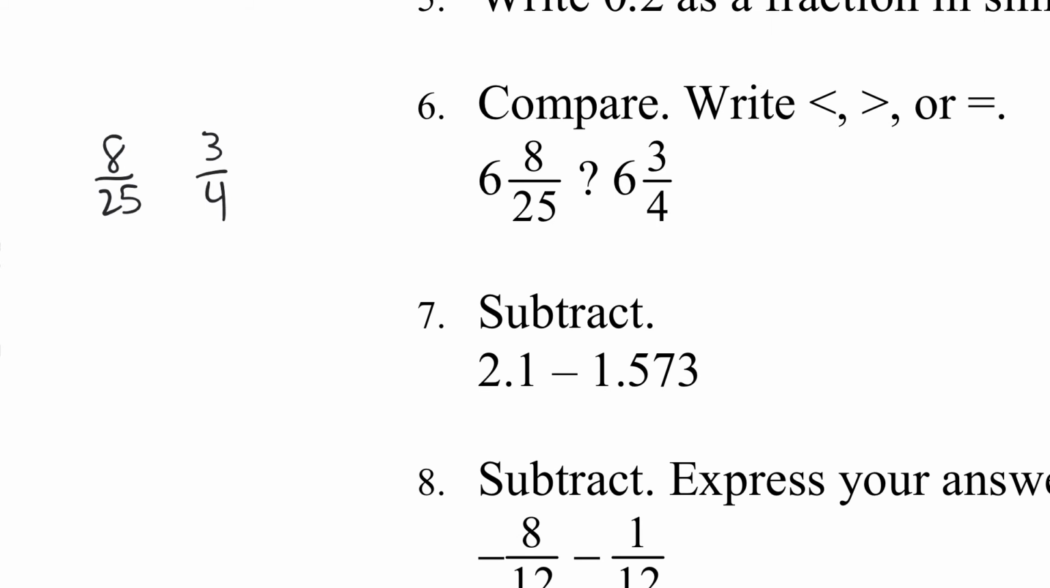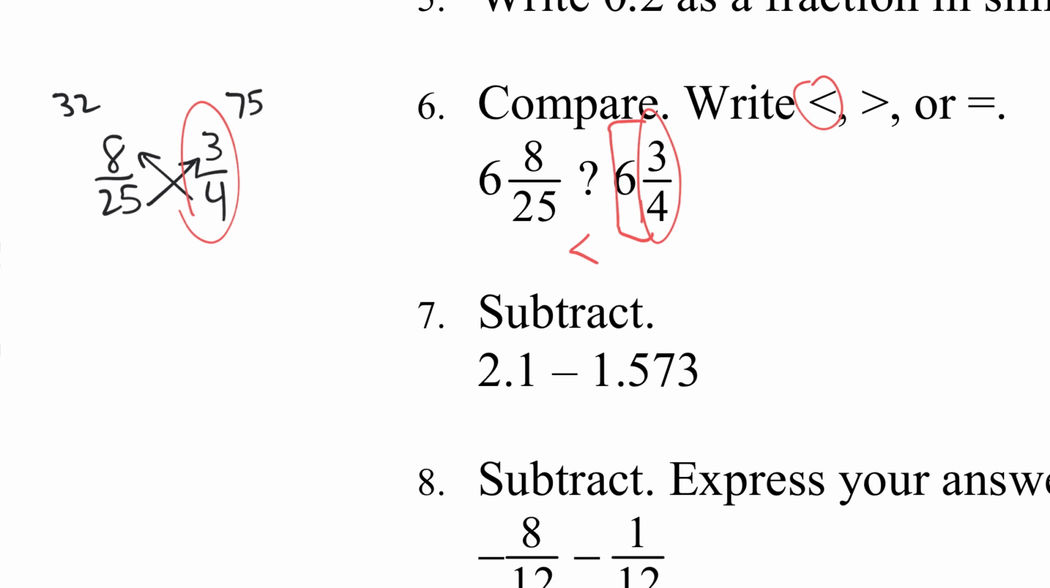Now there's one way to do it. You can cross multiply going up. 4 times 8 is 32, and 25 times 3 is 75. And you compare which number's bigger, 75 or 32. 75 is bigger, so that means that this fraction's bigger, which means this whole mixed number is bigger, which means this is the correct answer, because remember that alligator eats the bigger number, and this is the bigger number, so it's open to the bigger number.